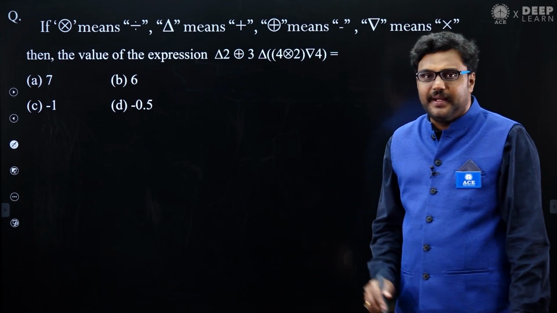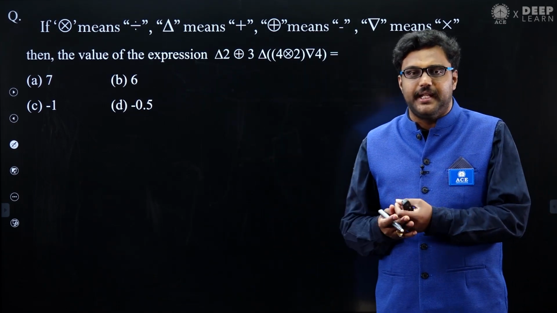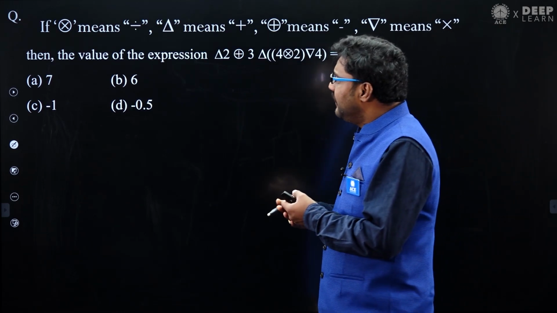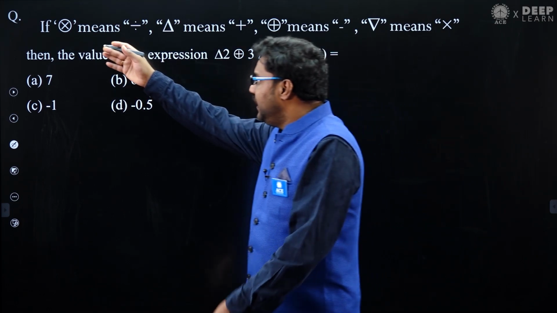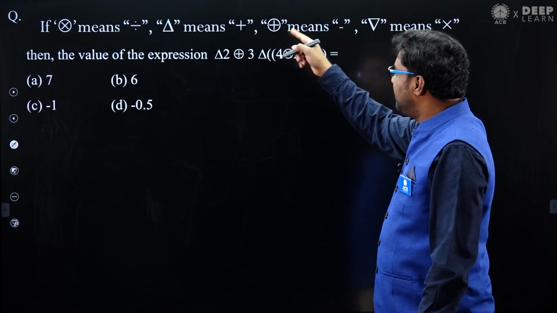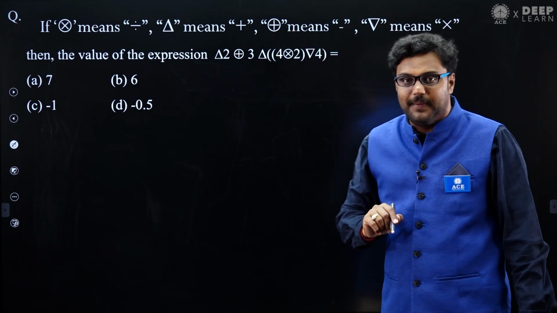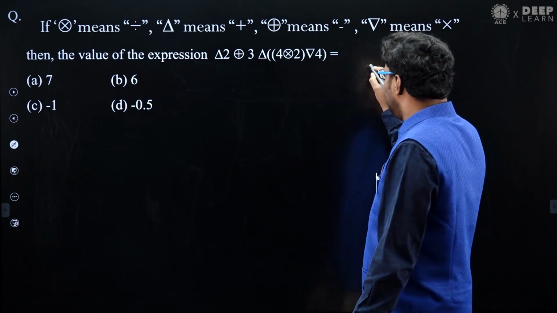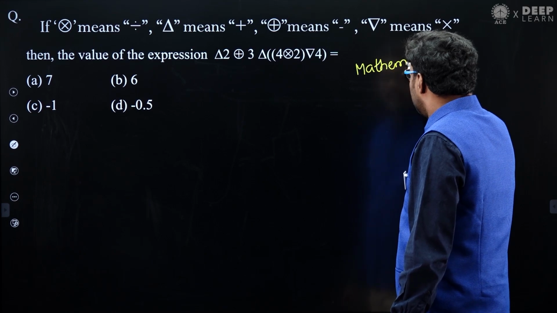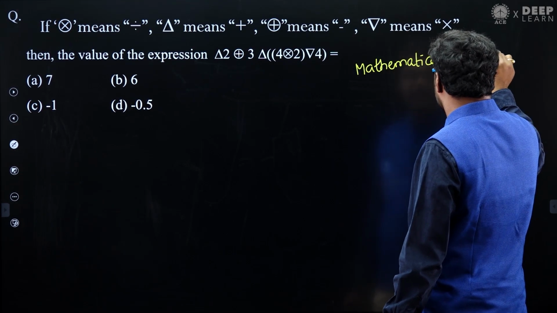Let us see the next question, my dear friends. This type of question they asked many in GATE 2021. See here, they given this symbol meaning division. Here delta meaning is plus. The circle with plus symbol is minus, and this inverted triangle symbol is multiplication. This is actually the mathematical operations concept, which is very important for SSC, JEE exams actually.